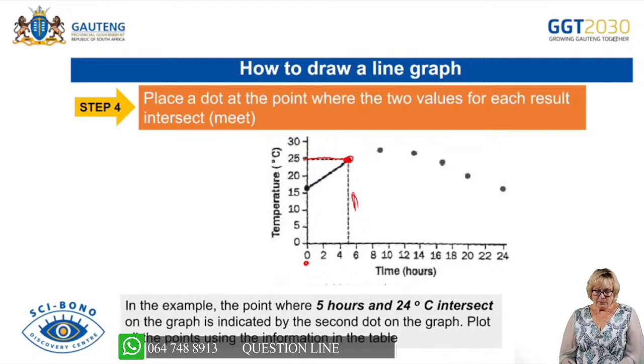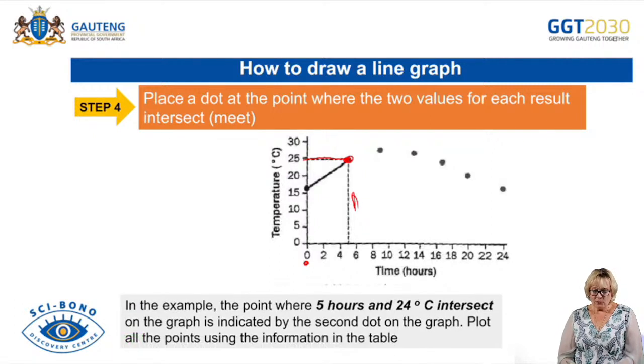In the example, the point where 5 hours and 24 degrees Celsius intersect on the graph is indicated by the second dot on the graph, like we've done here. Plot all the points using the information in the table. All right, so there all the points were plotted, as you can see, there and there and there and there. All the points were plotted coming from the table.